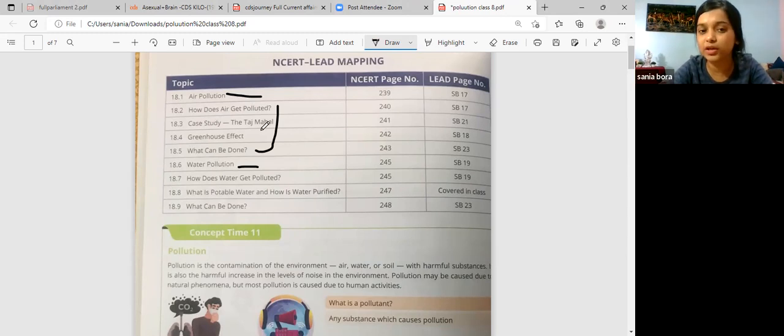Then we'll do a case study of the Taj Mahal, and then we'll do the greenhouse effect. Then we will look at what we can do to reduce air pollution. Then we are done with air pollution. Then we'll do water pollution: how water gets polluted, what potable water is, and how water is purified. If you are polluting the water, you need to purify it, so how are you going to do that? And last, what can be done in order to stop or reduce water pollution.